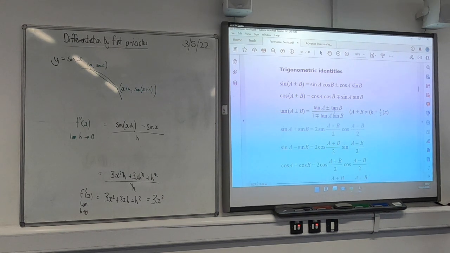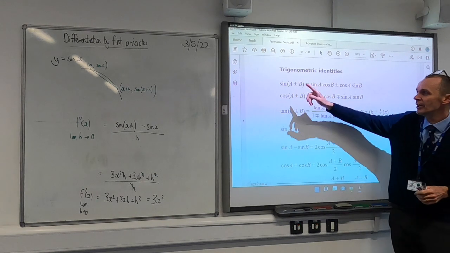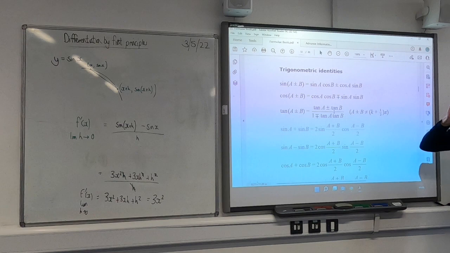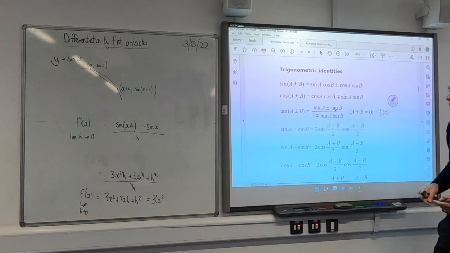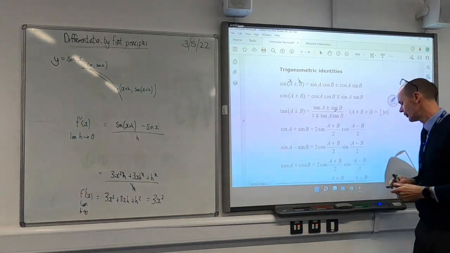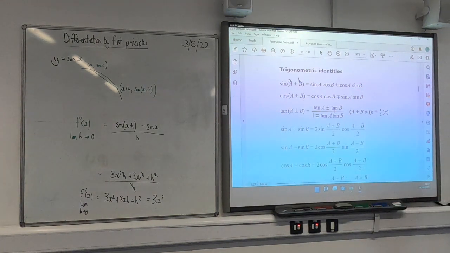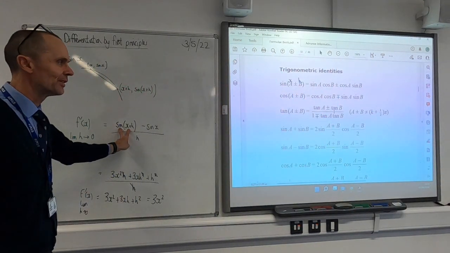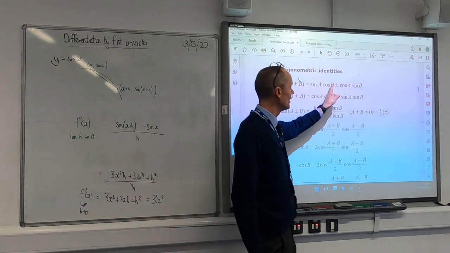We sometimes use them as they are. So the sine of A plus B is not just the sine of those two angles added together, it's more complicated than that. So if I make A equal to x and B equal to h, I can write that out using this formula.